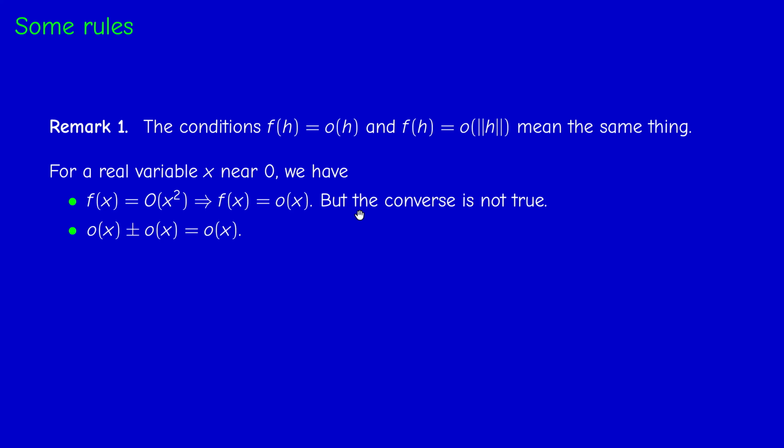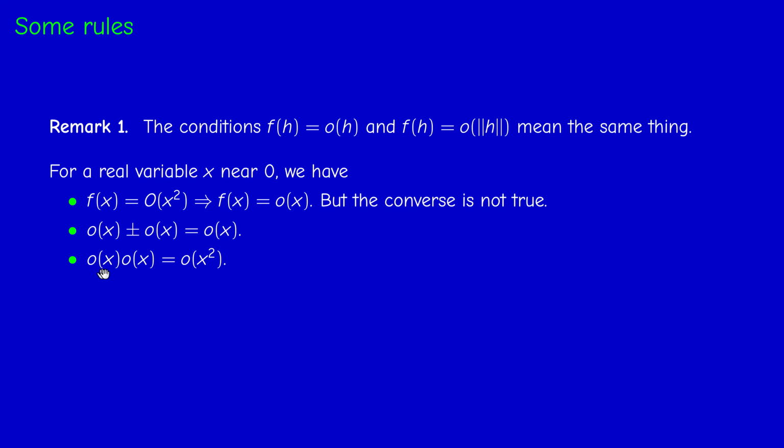The second rule is that we can add, so small o of x plus small o of x is small o of x, and same thing for minus. Minus small o of x is also small o of x. Let's go back to the definition. So this is not really a number. This is just a notation, a symbol. You can think of it as being a set, if you like. It's the set of functions satisfying the condition.